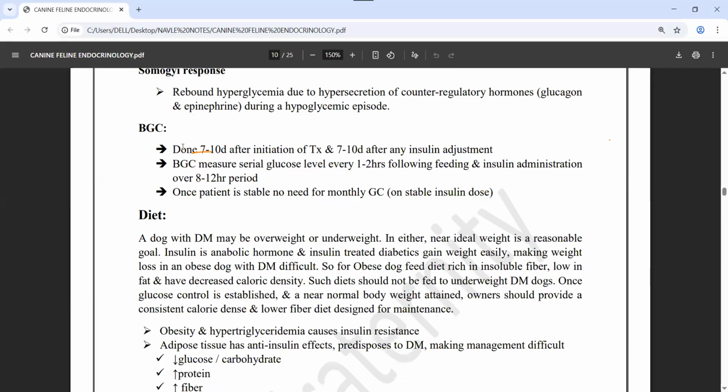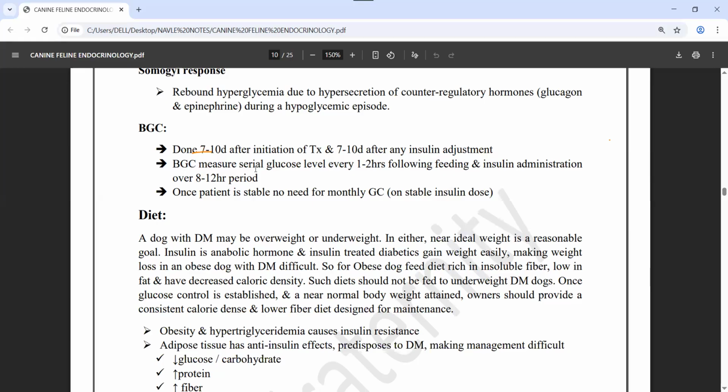Then blood glucose curves. These blood glucose curves are done for 7 to 10 days after initiation of treatment. So you have diagnosed an animal, you started treatment today. For the next 7 to 10 days, you are going to have these curves, and after that, you are going to maintain the animal on that dose. Then at any stage of life, if there is any insulin adjustment or change in dose, then starting from that day for the next 7 to 10 days, you are again going to have these charts done.